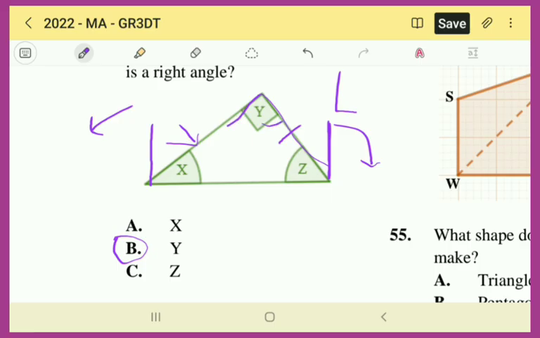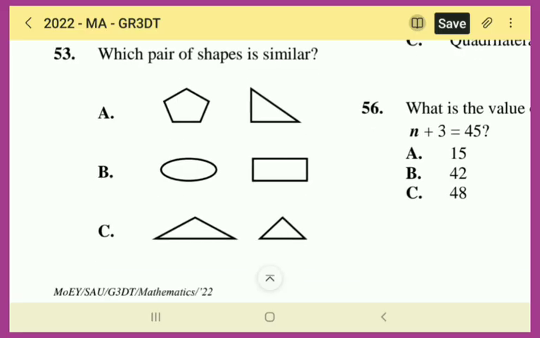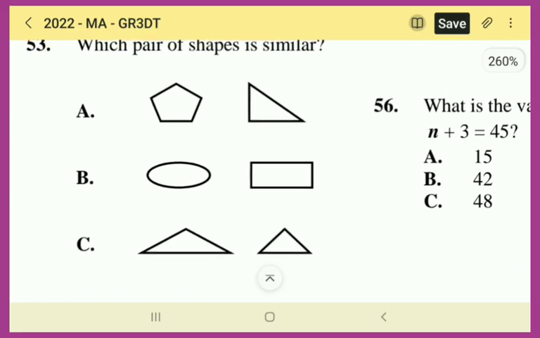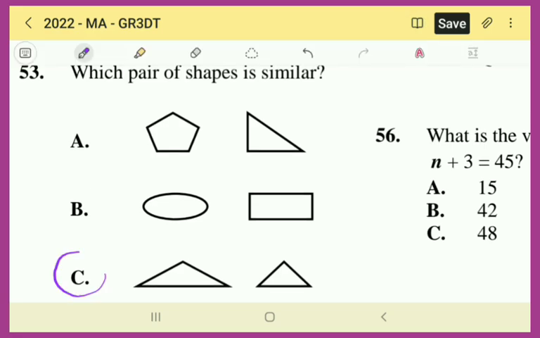Alright, moving on to 53. Which pair of shapes is similar? Similar always comes on the papers too. Similar means look alike. Favor, you would say you favor your mother. Same word, favor. Look alike. So which two look alike? Or which set has the two that are similar? It's clear. We don't need to ask anybody to give us the answer for this one. Everybody can shout out it's C.